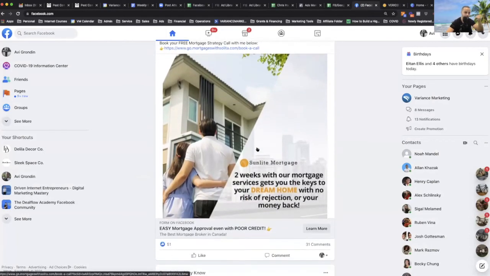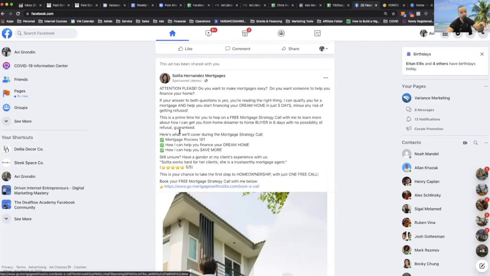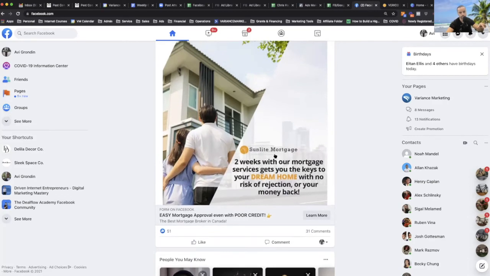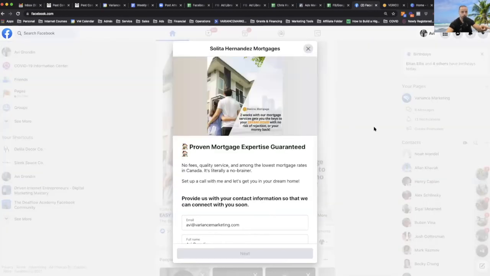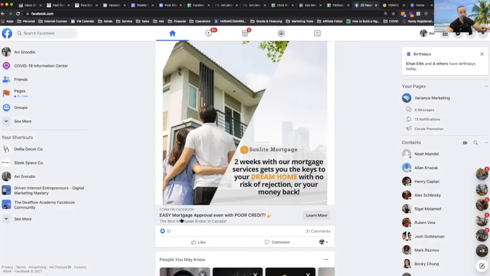Now, the second action possible in this ad is the learn more button, okay? So: easy mortgage approval, even with poor credit, okay? Now we're doing a pain point. See how over here, there's a risk reversal offer, guaranteed, right? Without possibility of refusal. So that's a risk reversal offer. But what's here is not a risk reversal offer. What's over here is actually a pain point call out. That's what it's called. Because even if you have poor credit, I can still help you, right?